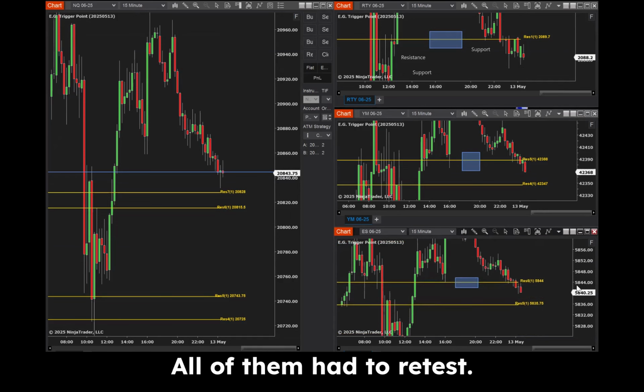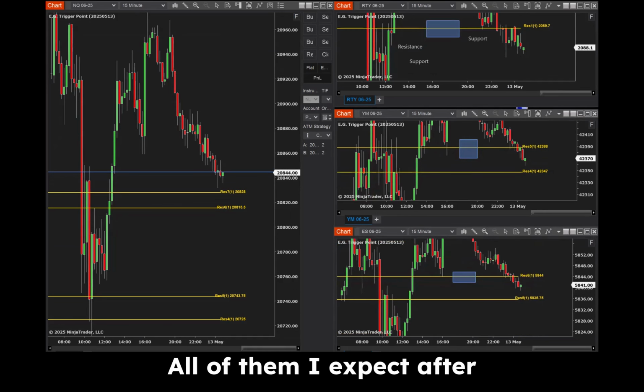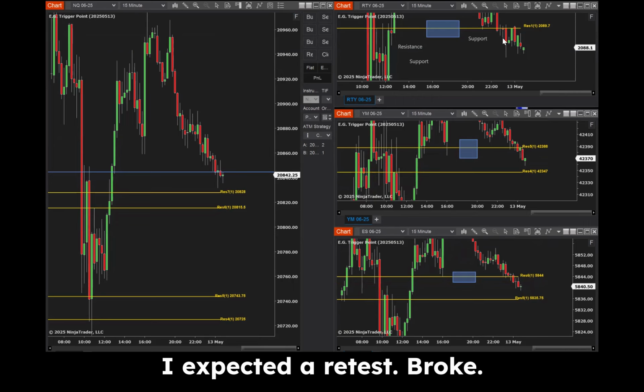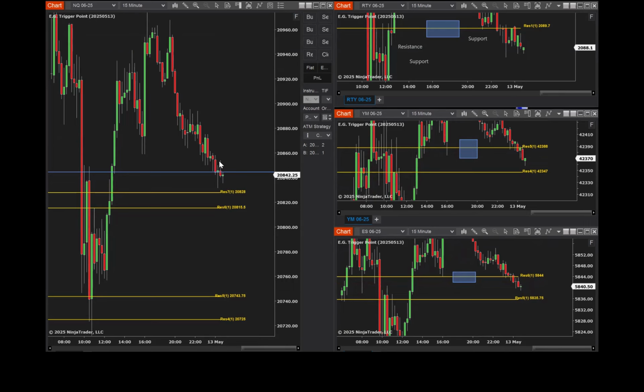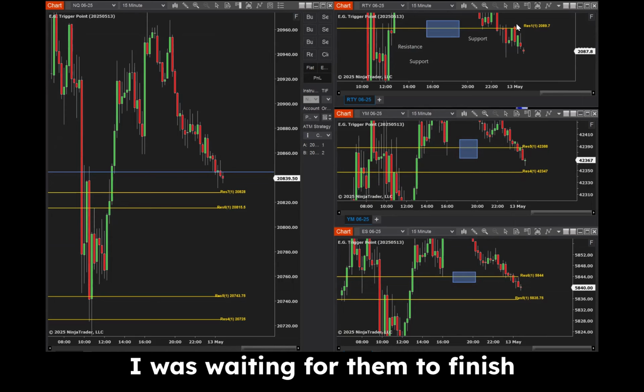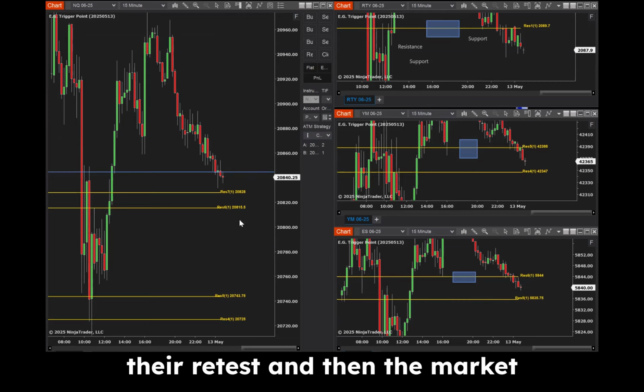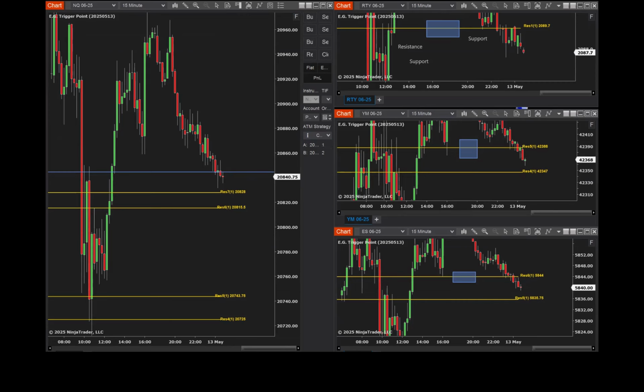Okay, all of them had to retest. All of them, I expect after this support line broke. I expected a retest. Again, broke, I expected a retest. Broke, I expected a retest. And this is the drawdown I had here when I was in a position on NQ. Okay, so my stop loss was here. I moved it a little. I was waiting for them to finish the retest, and then the market gave me what I wanted.